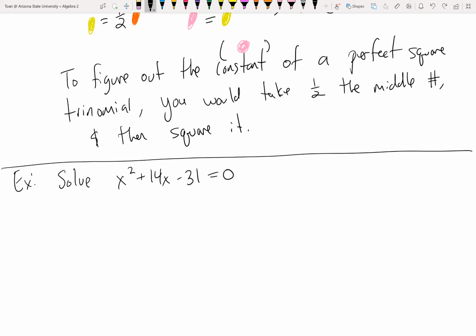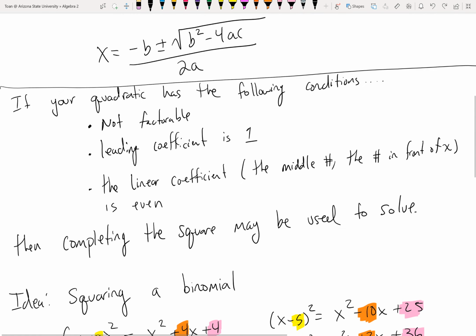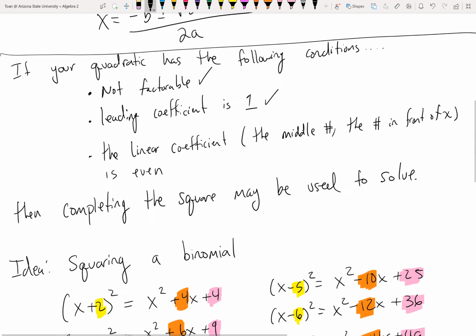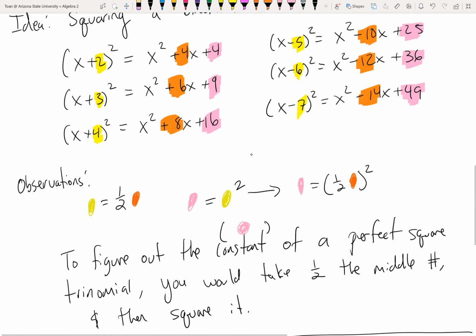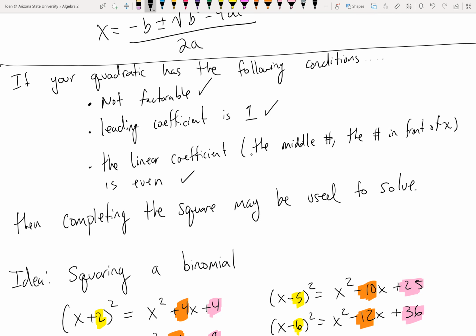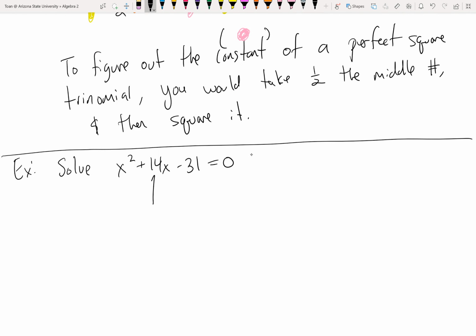Well, as I said before, you could use the quadratic formula, and if that's what you want to do, be my guest. But let's notice some observations here. Notice we have something that's not factorable. The leading coefficient is 1, right? Yep, the leading coefficient is 1. And is the middle number even? Yes, 14 is even. So we can go ahead and try completing the square.